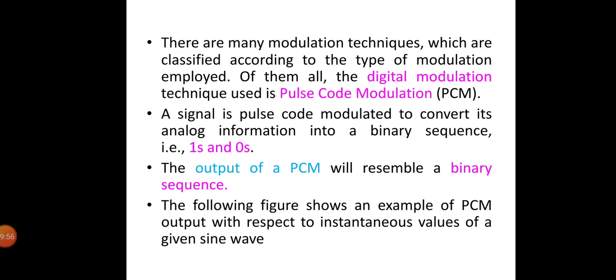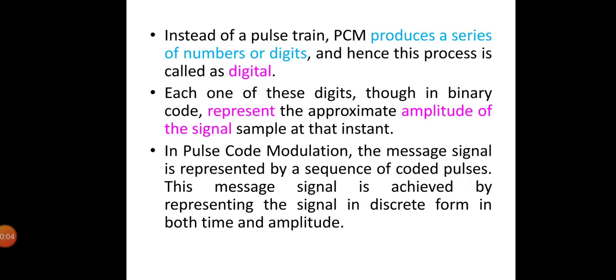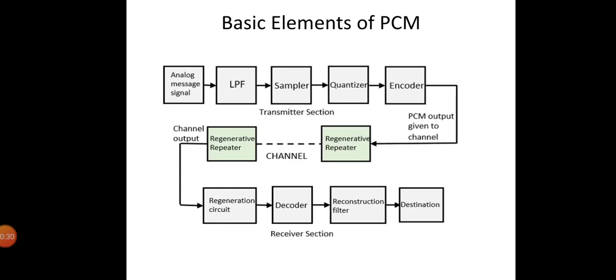Here you can see an example of PCM output with respect to instantaneous values of a sine wave. So here a sine wave is converted into a pulse code modulated waveform. Instead of a pulse train, PCM produces a series of digits, and hence this process is called digital. Each one of these digits, though in binary code, represents the approximate amplitude of the signal sample at that instant. In pulse code modulation, the message signal is represented by a sequence of coded pulses, achieved by representing the signal in discrete form in both time and amplitude. So these are the basic elements of PCM.